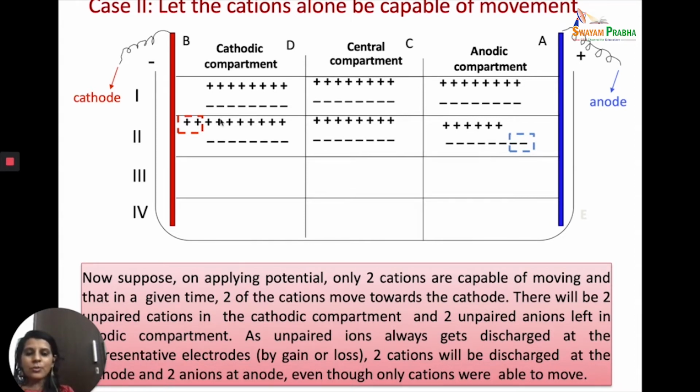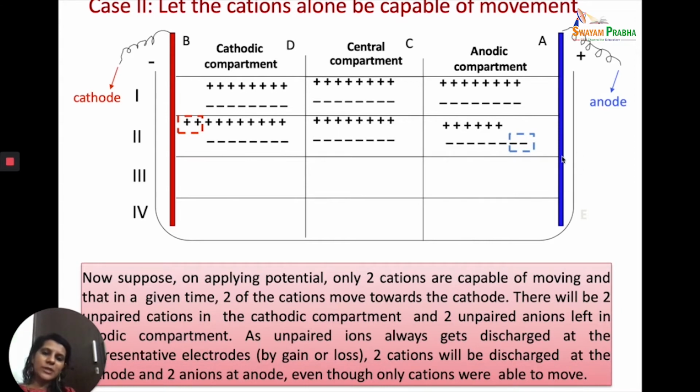Now we know that always and always, unpaired ions are discharged at the electrodes. Now just see how many unpaired ions are left in the cathodic compartment, because 2 cations came from the anode to the central to the cathodic compartment. You have 2 extra cations. That means these 2 cations are there and these 2 cations are discharged at the cathode.